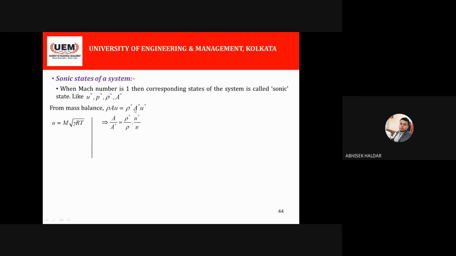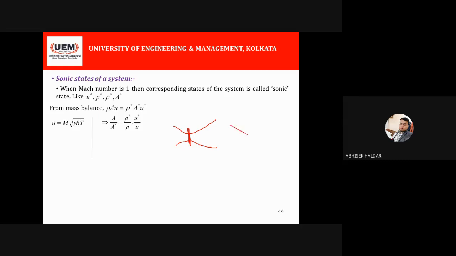Where can I achieve sonic area? Say I am having a duct like this. This is my converging diverging duct. Sonic area will always be at the minimum area, or not? This I have discussed in the last class. Can you recapitulate? Yes, sir. This is the minimum area, that is my throat.